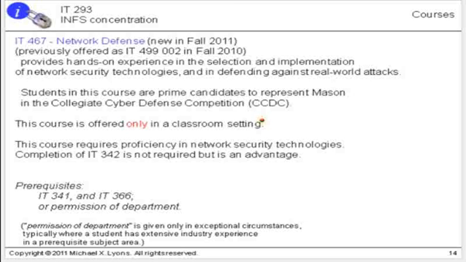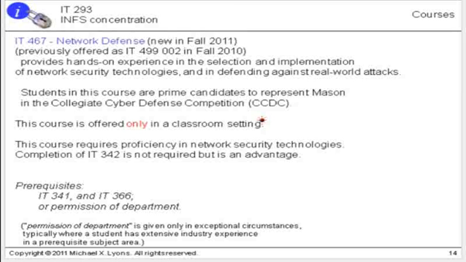We use some specialized technology, particularly software that's licensed, and we set up a protected environment where we can experiment with some dangerous software without risking damaging real systems. So we only do this in the classroom.